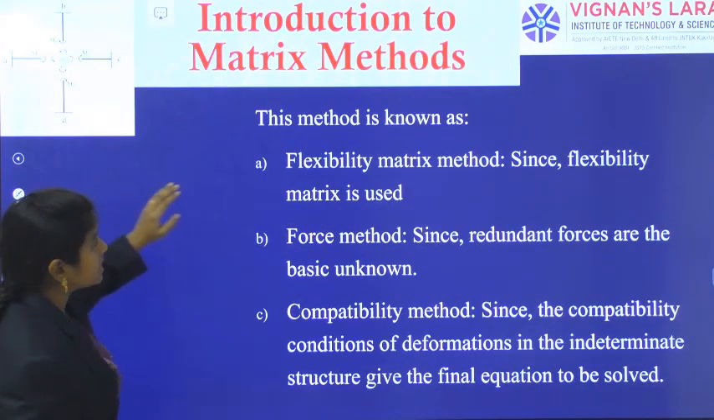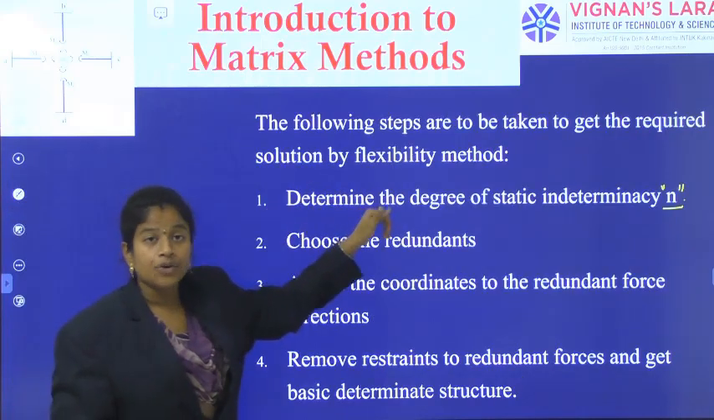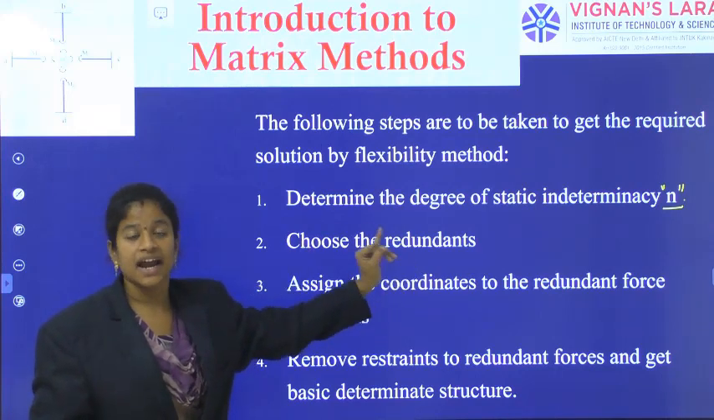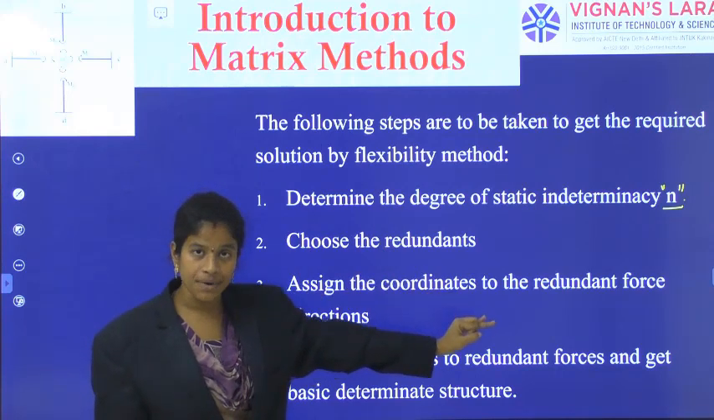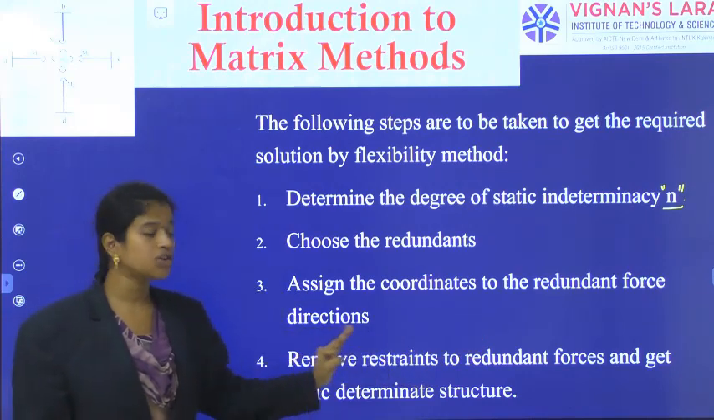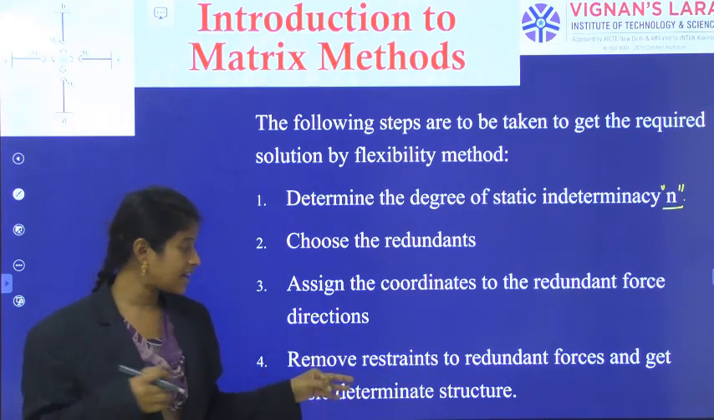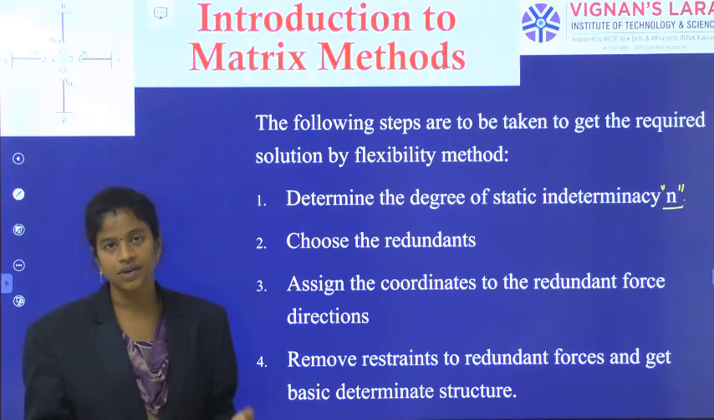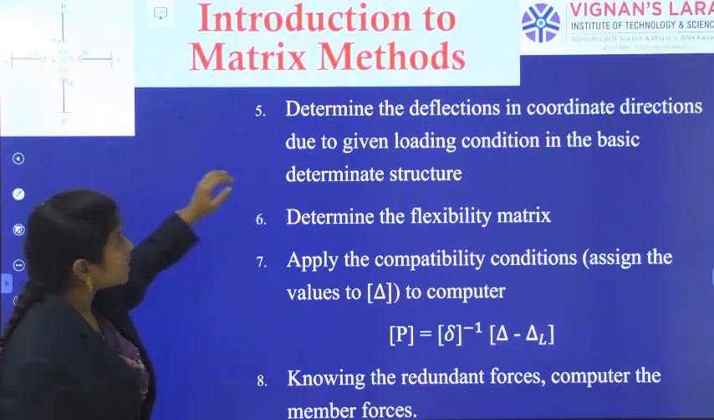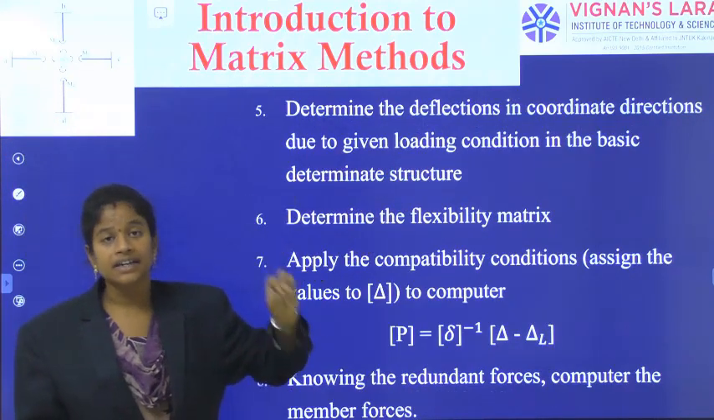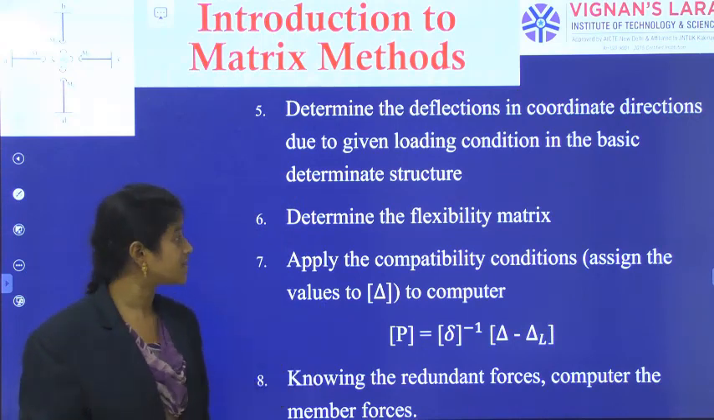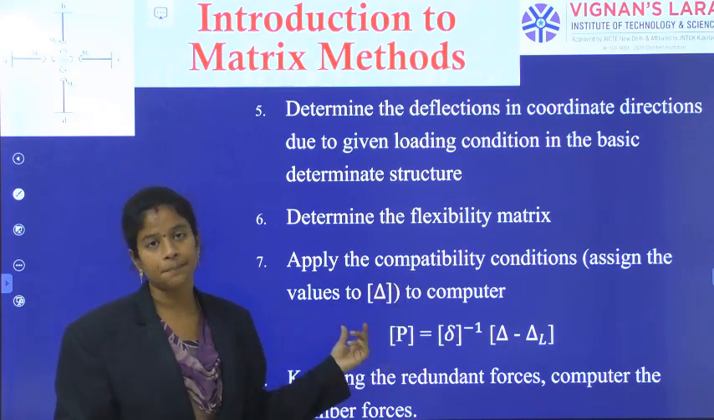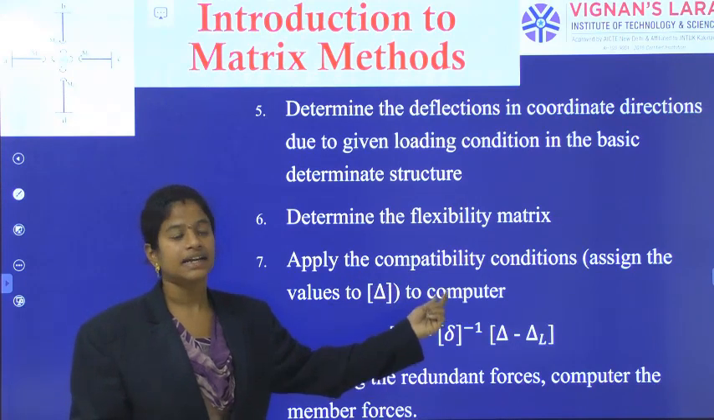Firstly, what are they saying? We have to determine the static indeterminacy, then choose the redundants, give the coordinate numbers to the corresponding directions, then remove the restraints to the redundant forces and generate the basic determinate or released structure. And then for that determinate structure we determine the deflections in the coordinate directions, determine the flexibility matrix, and then use the compatibility equation and calculate P is equal to delta inverse times delta minus delta L.